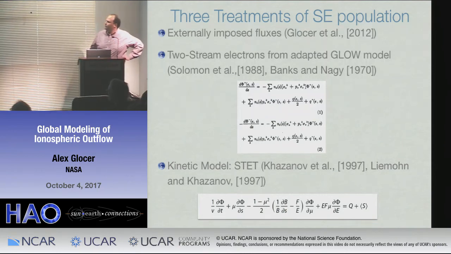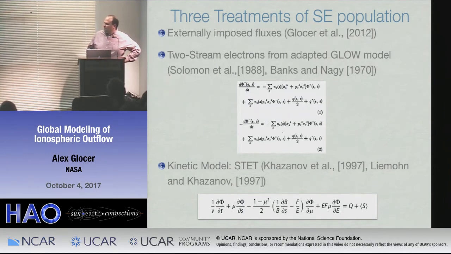Now the other approach, the next level of complexity, is to use the two-stream model. In this case, I'm using a GLOW model from Stan Solomon based on the two-stream approach of Banks and Nagy. In this approach, you represent the sources of the electrons and the transport of the electrons, but it's kind of a hybrid between a full kinetic solution, which it's not quite, but it's also better than the externally imposed. And then there's the fully kinetic description of the electrons.